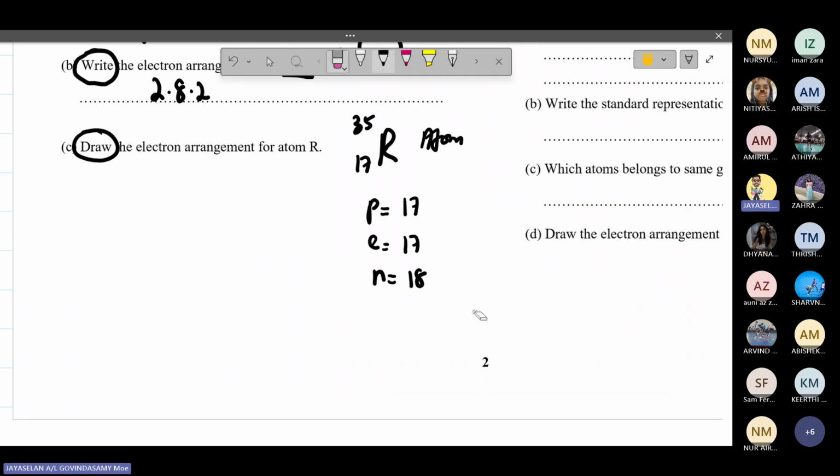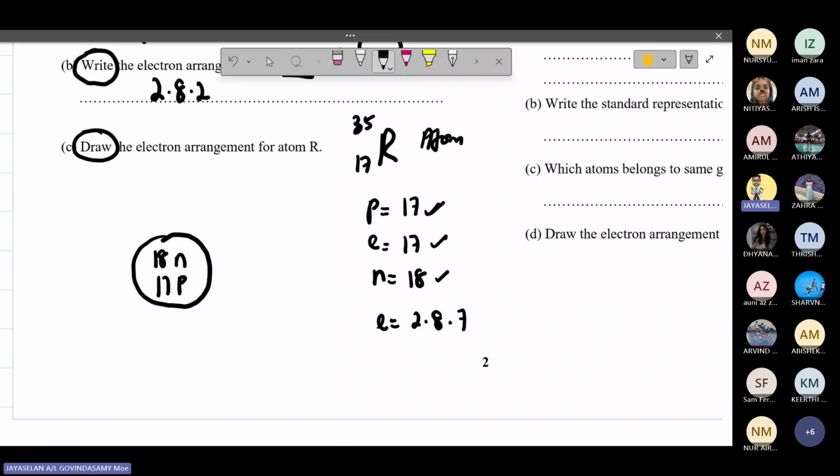After you do this, you do the electron arrangement. Electron arrangement, use this number, 2.8. So 17 minus 10, the balance is 7. Do like this. Okay, 2 marks. After that, what you all do? You locate the nucleus first. Draw the nucleus. Inside the nucleus, how many protons? Small p. How many neutrons? Inside the nucleus, we have small n and small p. How many neutrons? So you put here 18 small n.